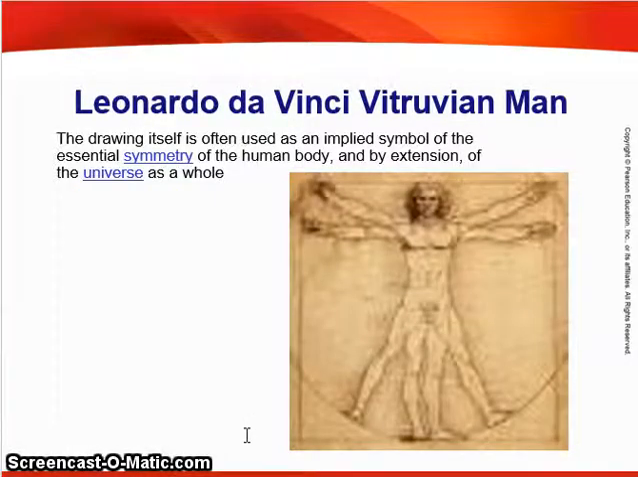It's also Da Vinci who came up with the idea of symmetry of the human body. This is his Vitruvian Man. The drawing itself is often used as an implied symbol of the essential symmetry of the human body. If you go from fingertip to fingertip, that should be how tall you are. So pretty cool. And by extension, the symmetry of the universe as a whole. So looking at the whole world instead of just the religion that the Middle Ages seemed to only look at.